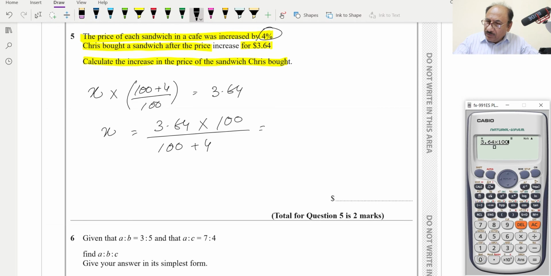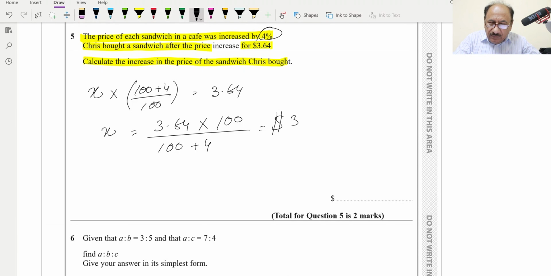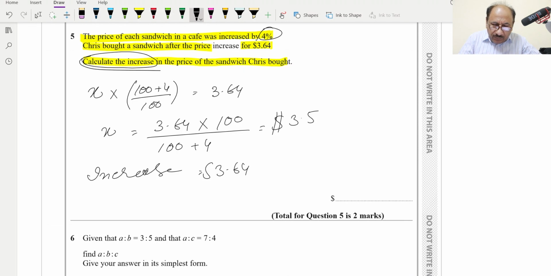3.64 multiplied by 100 and divided by 100 plus 4, and this is equal to 3.5 dollars. 3.5 was the previous price, and they are saying calculate the increase in price. So the increase will be equal to $3.64 minus $3.5, and the increment will be $0.14. So we can write 0.14 over here.